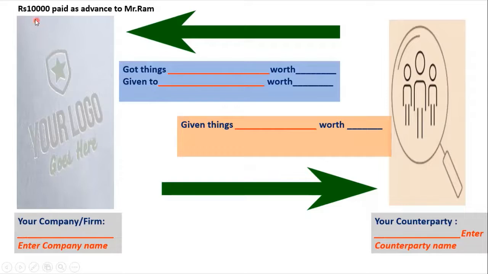In this example, 10,000 is paid as advance to Mr. Ram. Here we are going to give Ram 10,000. So that is what we gave. But in return, what Mr. Ram gave means he did not give any product or any goods. But he is supposed to return money worth 10,000 in future. That responsibility is created. Since responsibility is created, what we can do is mention the counterparty name here itself. In the debit line, in the first line, we can mention our counterparty name and mention the amount. That's all. Then we will finish this journal entry.